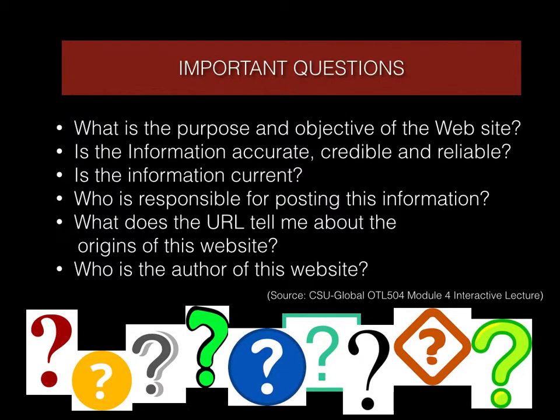Some good questions for students to start with whenever they read or research a website are: what is the purpose and objective of the website? Is the information accurate, credible, and reliable? Is the information current? Who is responsible for posting this information? What does the URL tell me about the origins of this website? And who is the author of this website? These questions and more are covered by what is known as the CRAAP test.